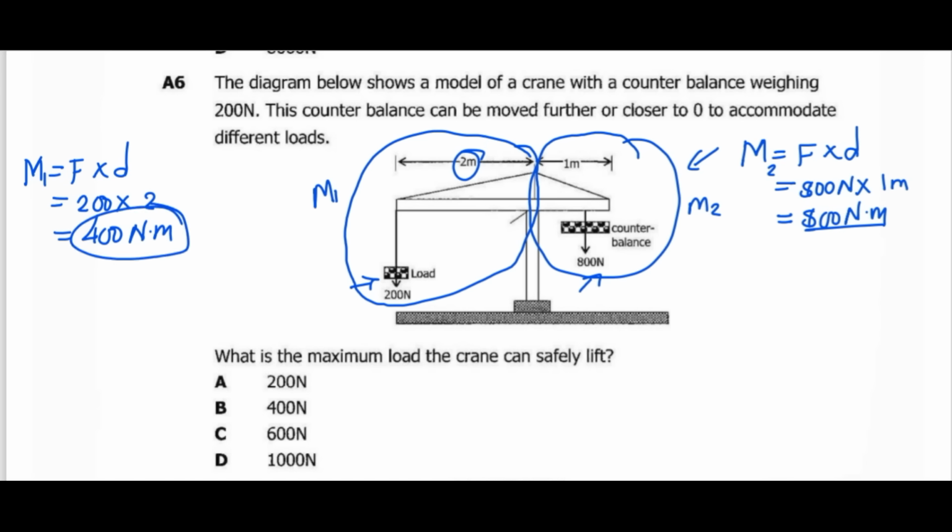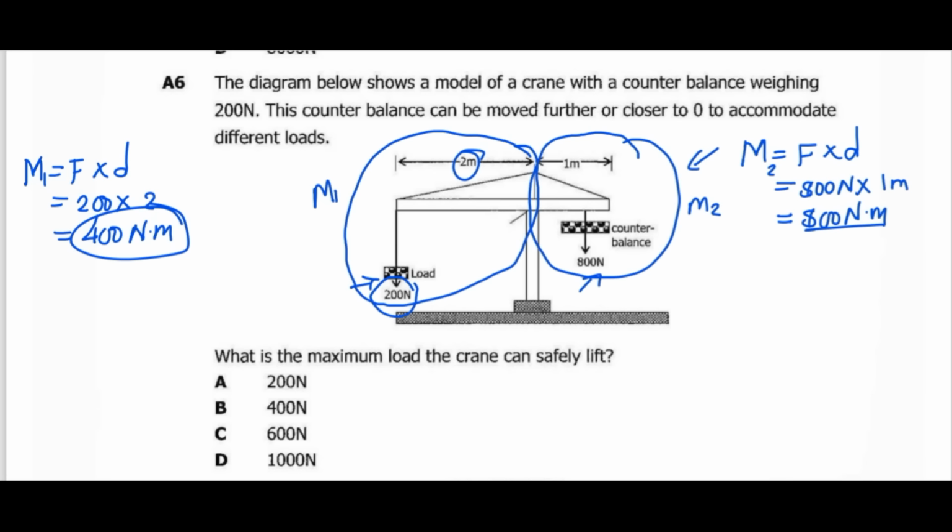So we can see that these two moments are not equal. So this counterbalance is not in equilibrium. Now the question is, what is the maximum load? By what number can we multiply by 2 to give us the same moment? So how can we find this one?